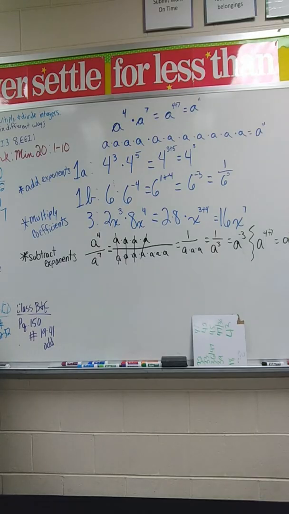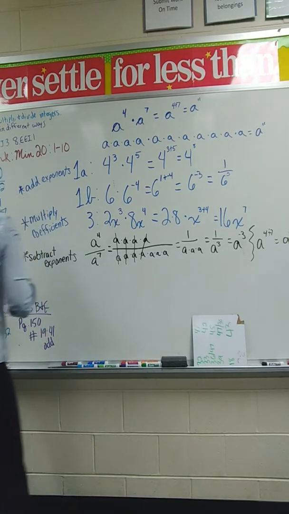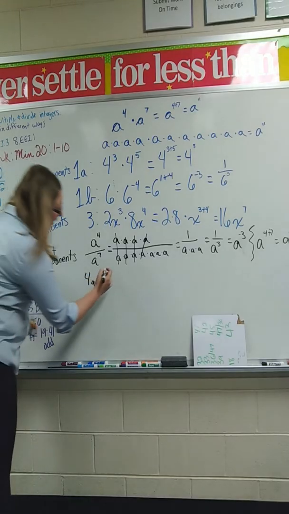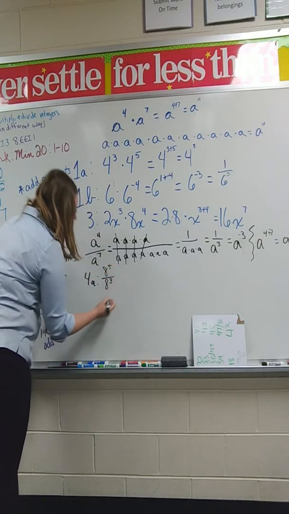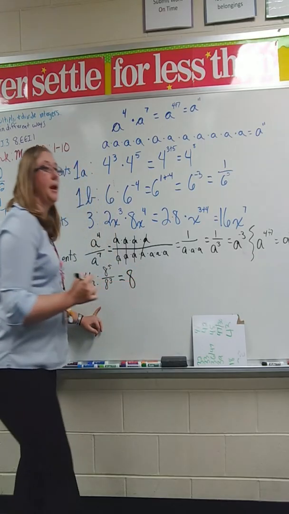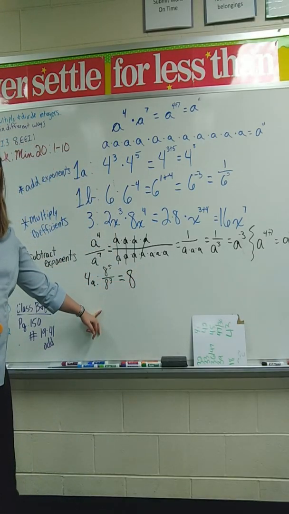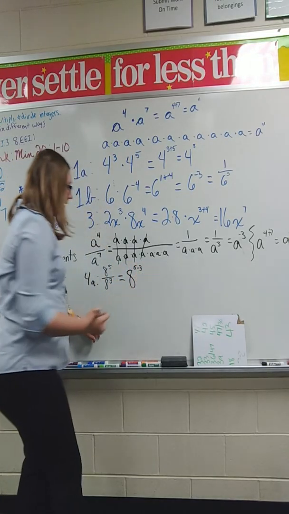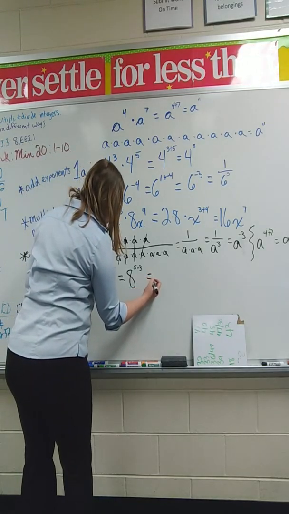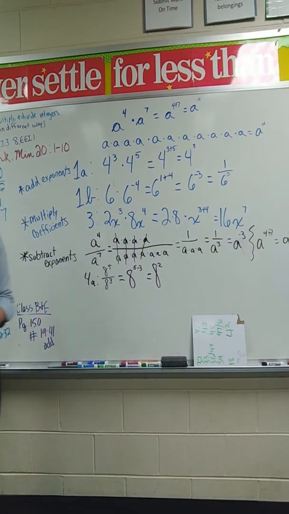If we look on page 149, this is example 4a, 8 to the 5th divided by 8 to the 3rd. What's my base? 8. What do I do to my exponents? I'm going to subtract. 5 minus 3. And when we subtract, it's numerator minus denominator. What's 5 minus 3? 2. So that would be 8 squared is the final answer? Yes. Fantastic. Okay.